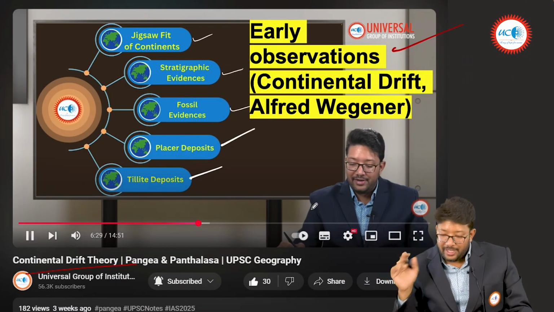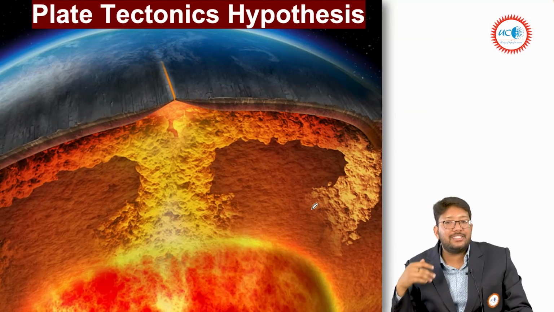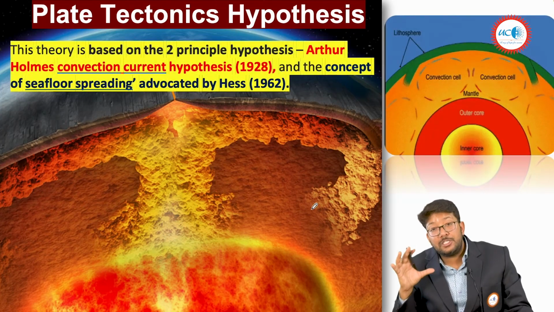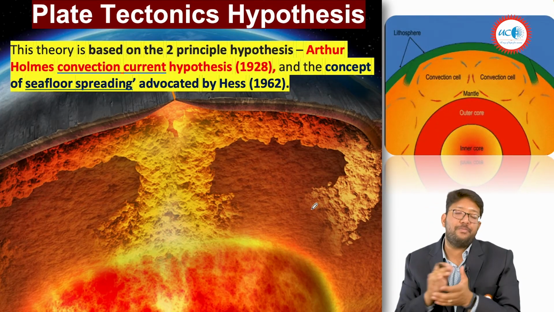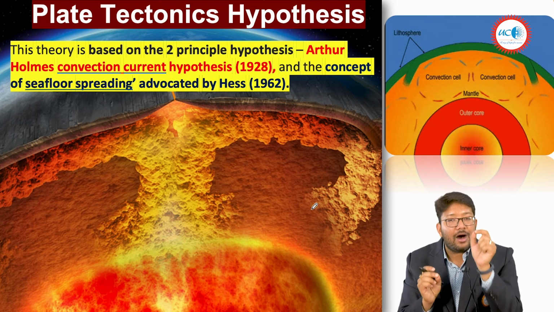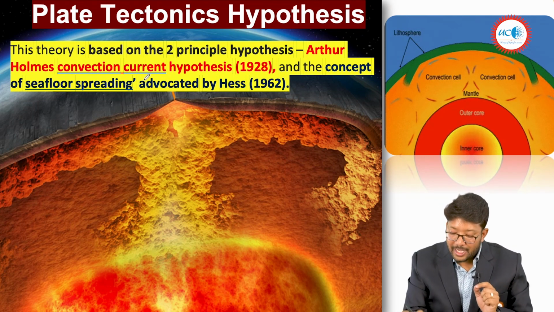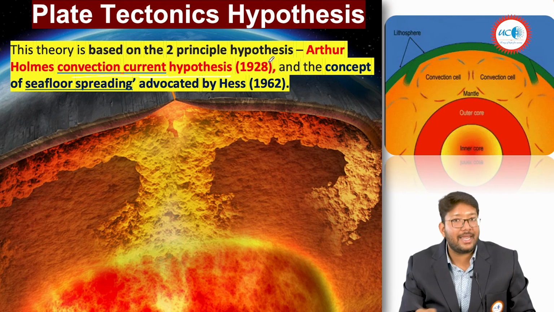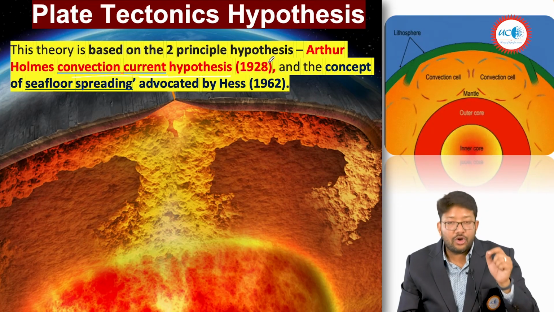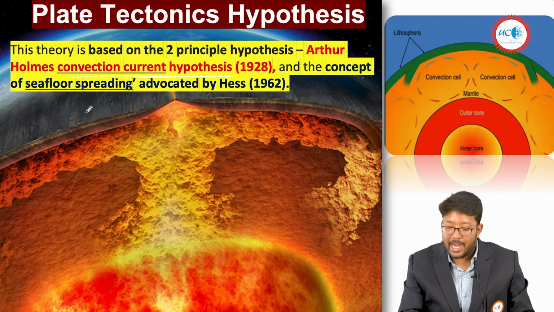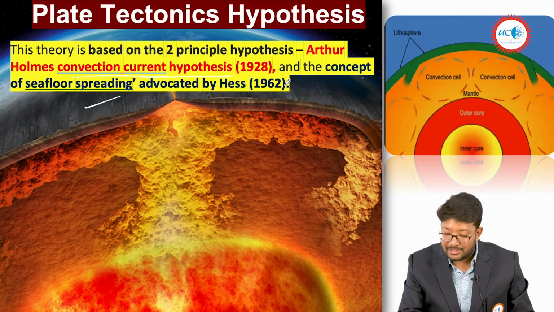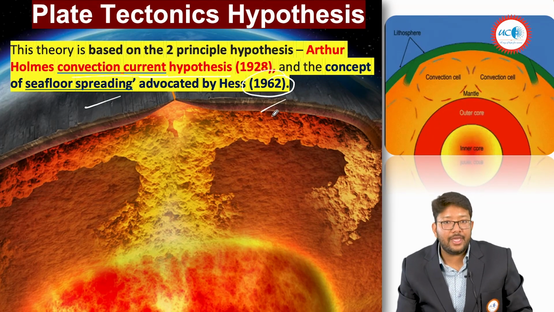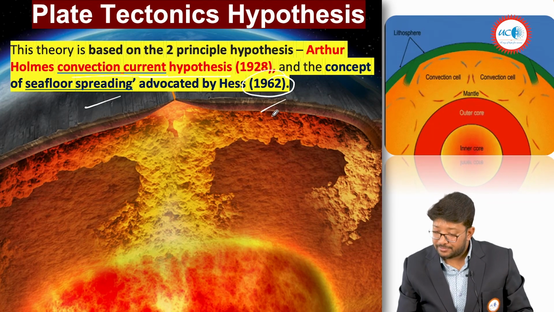Okay, so let's talk about the plate tectonics hypothesis. This theory is based on two principal hypotheses. One is Arthur Holmes' convection current hypothesis in 1927, and the second is the concept of sea floor spreading advocated by Hess in 1962. Okay, that you have to remember.